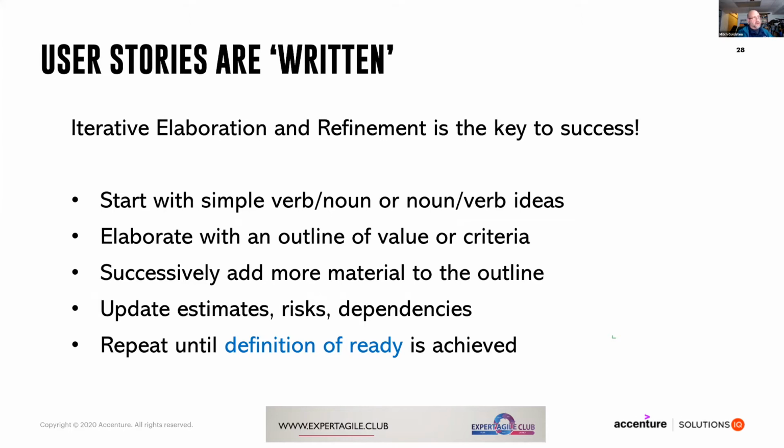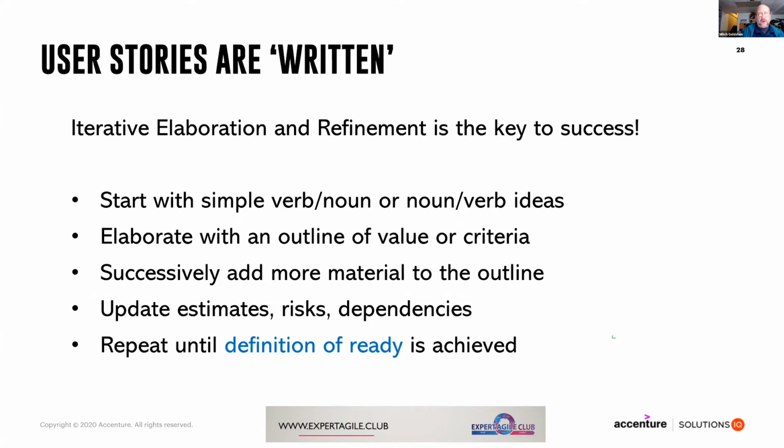When I write user stories, we're going to do it the same way. User stories start out in kind of a larval stage. Maybe it's a simple verb noun or noun verb, or maybe it's just the very, very basic name of a functionality. And then we start to elaborate that into a real story by adding more information into the narrative, by adding material that turns into acceptance criteria, also by iteratively updating estimates, risks, and dependencies. And risks and dependencies are oft forgotten parts of user stories that we need to assess. And then we repeat this process until the definition of ready is achieved.